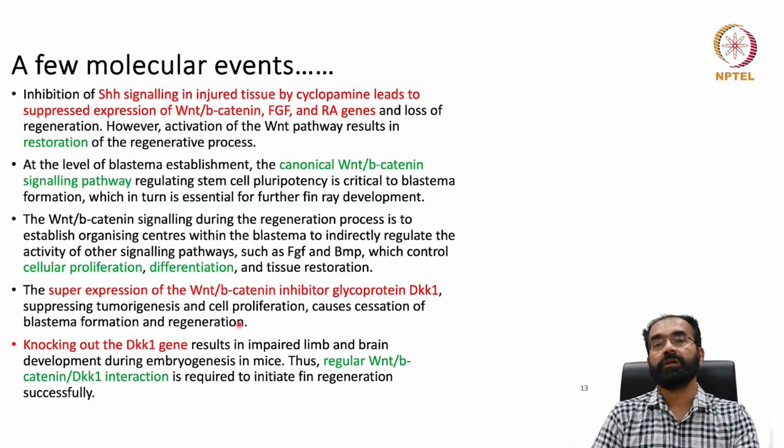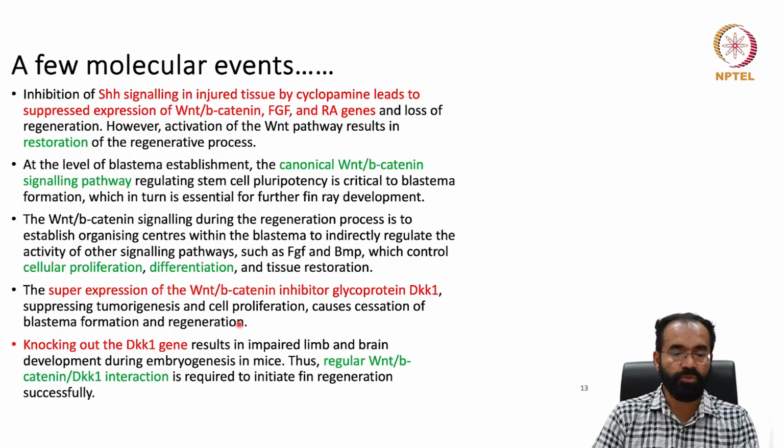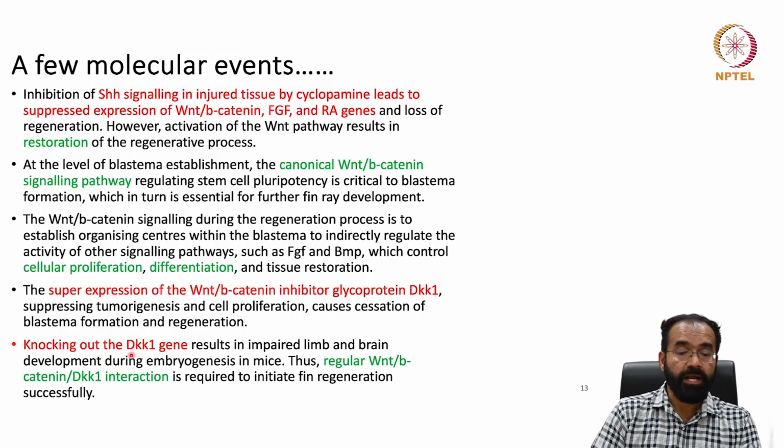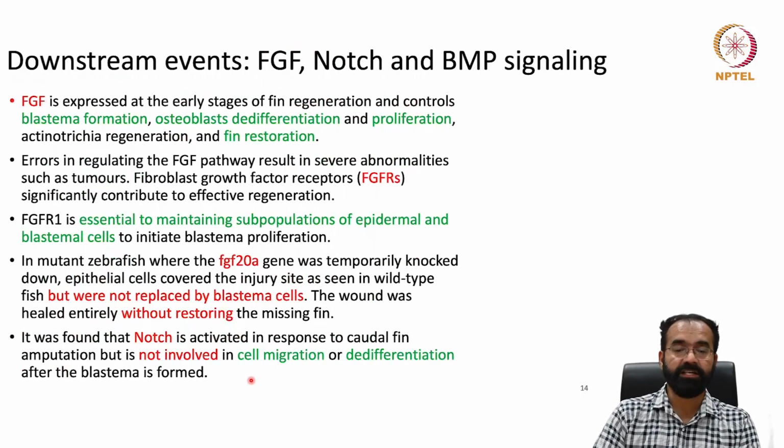So if you overexpress a negative regulator of Wnt signaling, you don't get normal regeneration. Knocking out the DKK1 gene results in impaired limb and brain development during embryogenesis in mice. Thus, the regular Wnt beta-catenin DKK1 interaction is required to initiate the regeneration successfully.